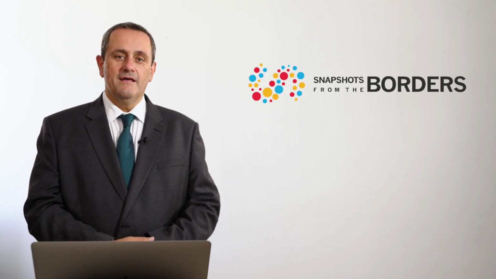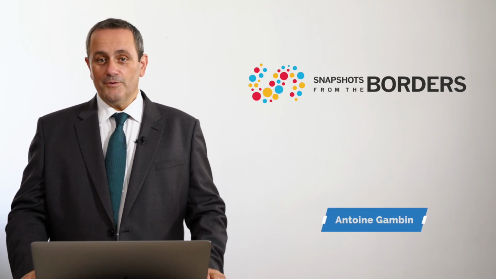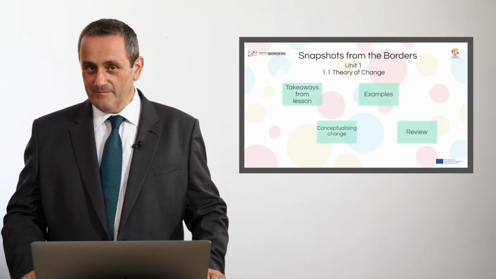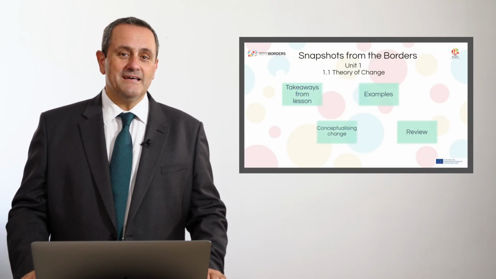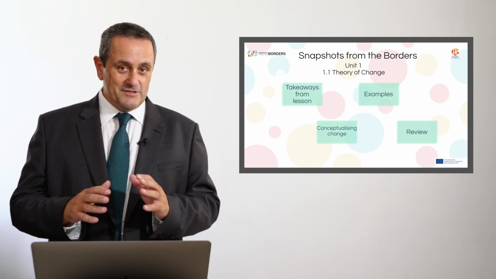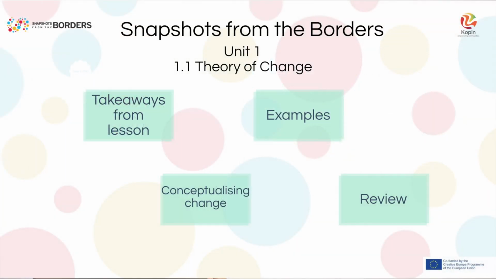Hello, this is the first lesson in Unit 1. I remind you that all this unit is about advocacy and change. And this unit, 1.1, is called Theory of Change. However, in spite of the name, we will try to make it as less theoretical as possible because we believe that, given the short lesson, it is best if it is useful and practical at the same time.